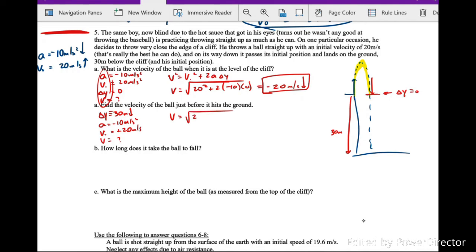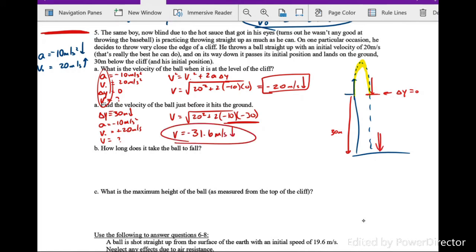So we use the same second equation. 20 squared plus 2 times negative 10 times negative 30. And this is super important that we make it negative 30. This is going to tell us that our final velocity is bigger than 20 meters per second, which is a big part of this. So we put all that into the calculator, and the velocity comes out to be 31.6 meters per second. But again, since we took the square root, we have the option of making that positive or negative.